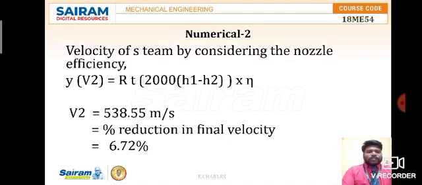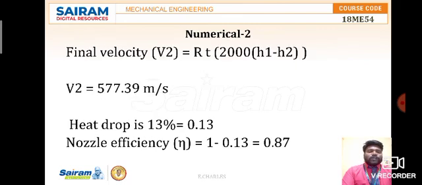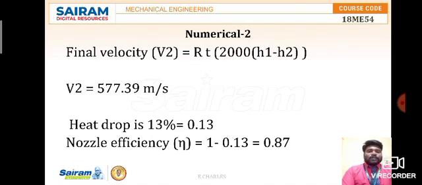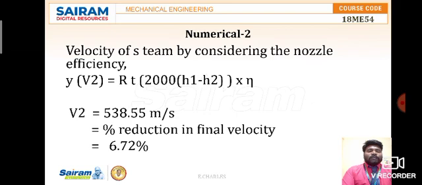Now the velocity of steam, if we consider the nozzle efficiency, will be V2 equal to the root of 2000 into H1 minus H2, multiplied by the nozzle efficiency. That gives V2 equal to 538.55 meters per second. Already we got the V2 value as 577.39 meters per second without considering the nozzle efficiency, that is by taking 100 percent nozzle efficiency. If you consider 87 percent, it will be 538.55 meters per second.